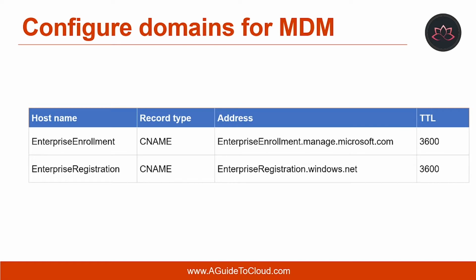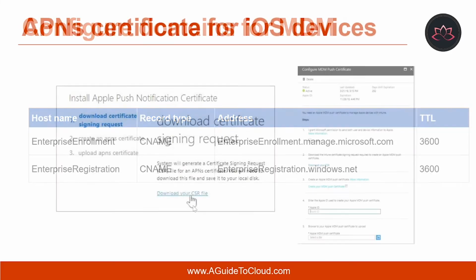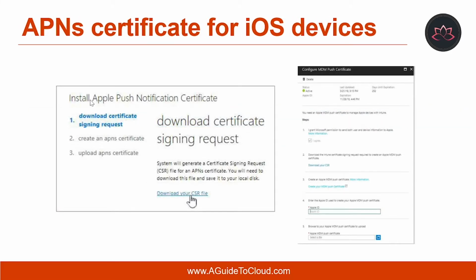And if you configure auto discovery by completing this step, users just need to provide credentials when they want to enroll a device to MDM. You can configure auto discovery by creating an alias, which is nothing but a CNAME resource record type in the domain DNS zone that automatically redirects enrollment requests to Intune servers. Now let's understand how to configure an APN certificate for iOS devices.